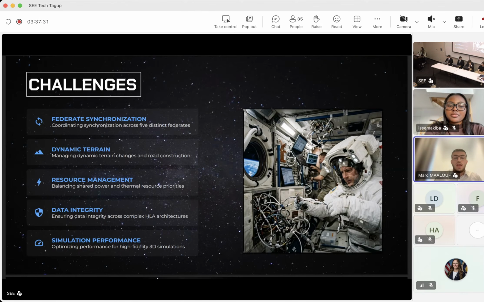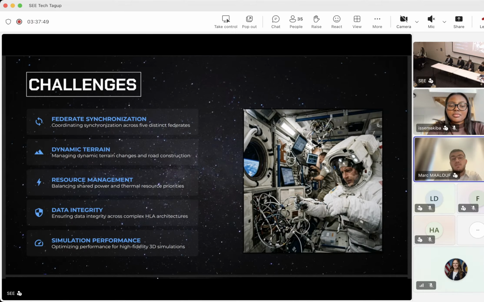Another challenge was managing dynamic ground changes caused by road construction and rover movement. We also had to manage shared resources, especially power and thermal capacity, while maintaining data consistency and integrity. Finally, creating good 3D representations for all 5 federates was another important challenging task.